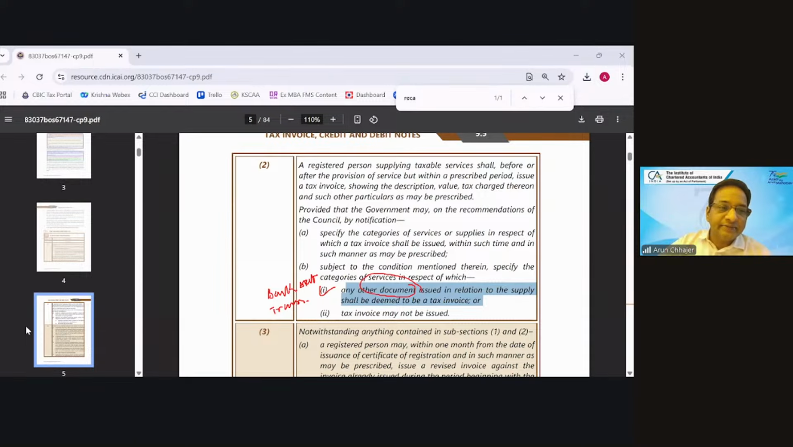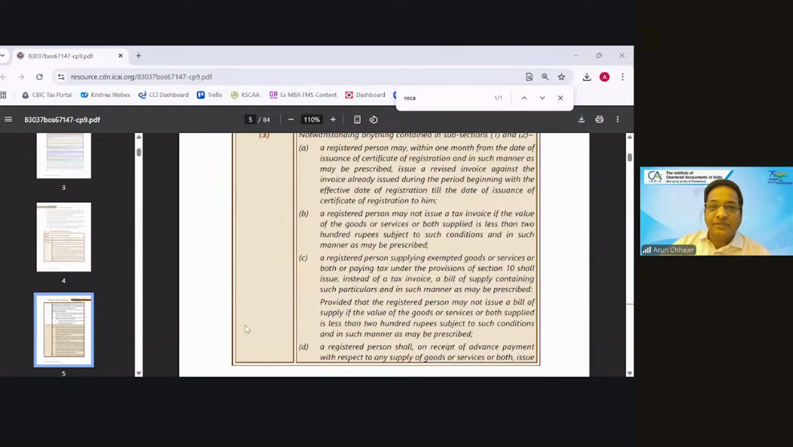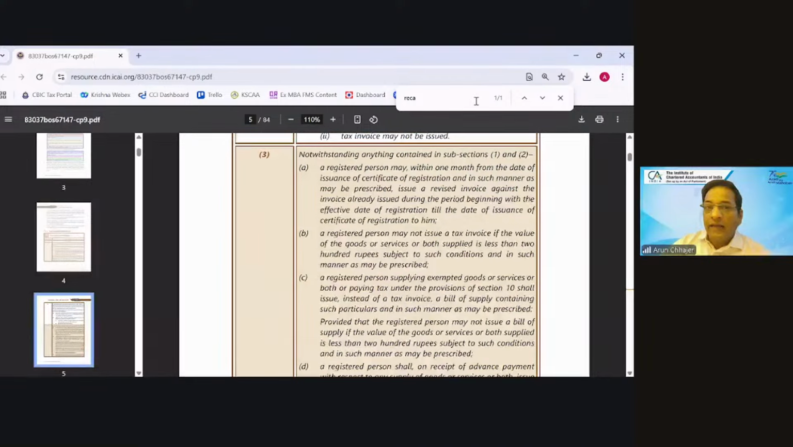Notwithstanding anything contained in subsection 1 and subsection 2, a registered person may, within 1 month from the issuance of the certificate of registration and in such manner as may be prescribed, issue the revised invoice against the invoice already issued during the period beginning with the effective date of the registration till the date of issue of the certificate of registration to him.